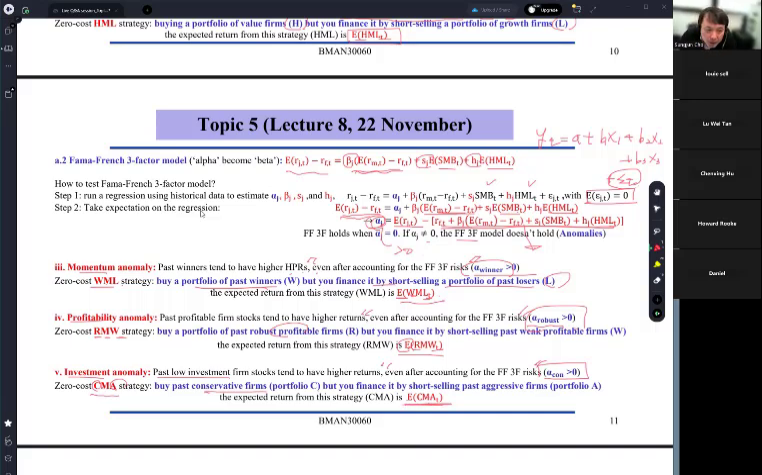So we find three important anomalies based on the Fama-French three-factor model. Previously, we found size and value, and we added those as two factors, right? Now we're going to do the same thing.